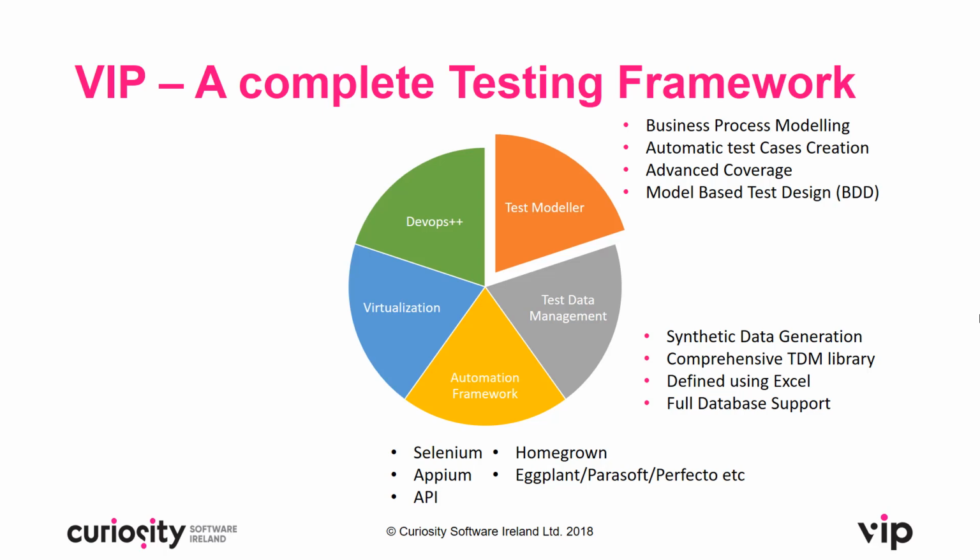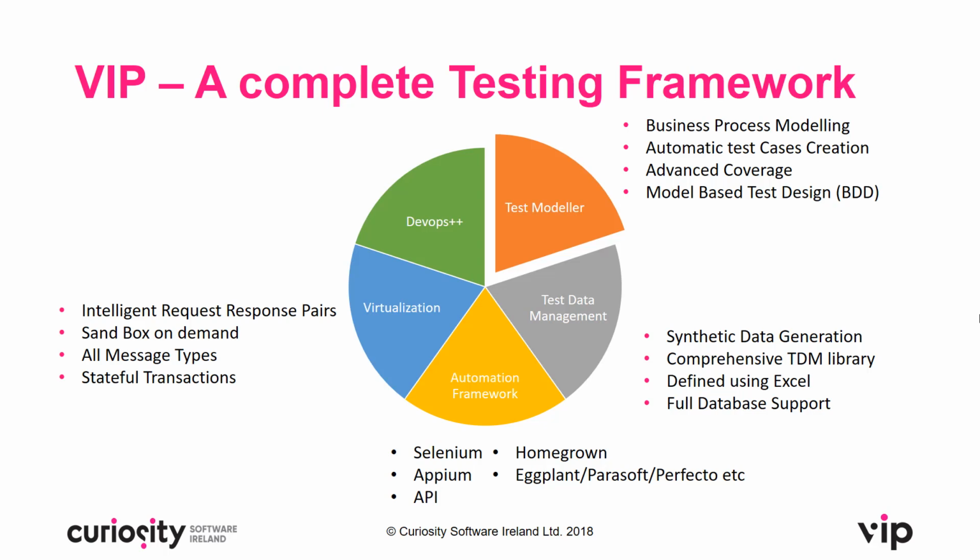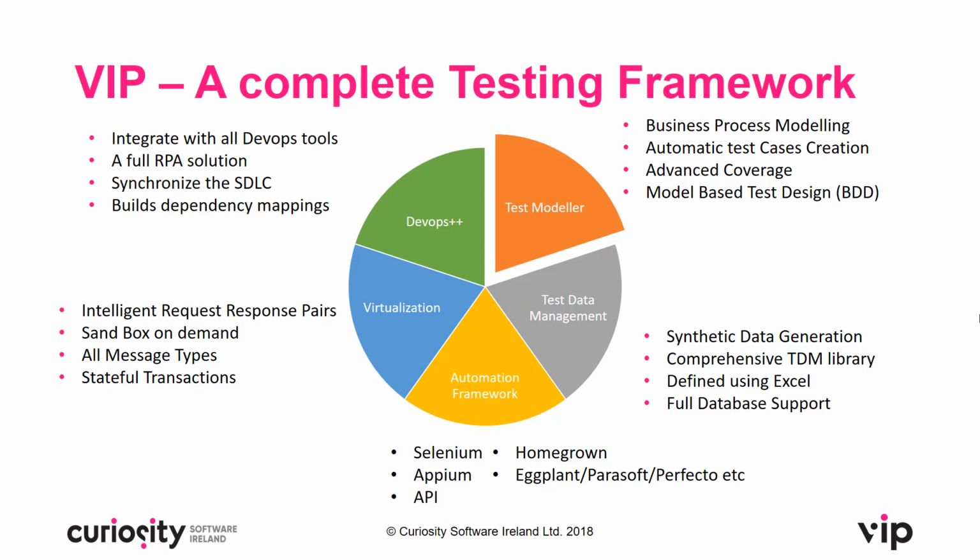It lets you use your own homegrown test framework, as well as supporting the major automation tools such as Eggplant Functional, Parasoft, and Perfecto. We can virtualize endpoints and build intelligent and matching request-response pairs, spin up sandboxes on demand, as well as supporting all message types. Finally, we can integrate with your DevOps toolchain and help you integrate your software lifecycle so you can build up an accurate map of dependencies and start moving into the world of AI-driven development.